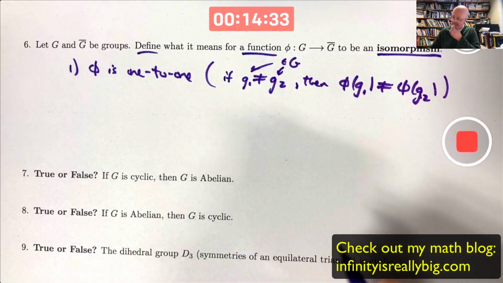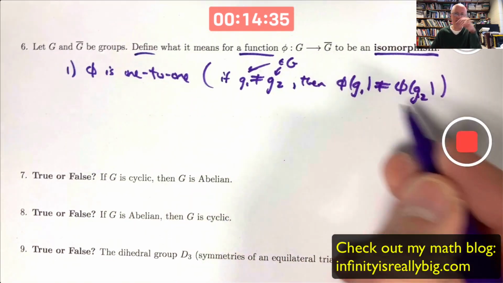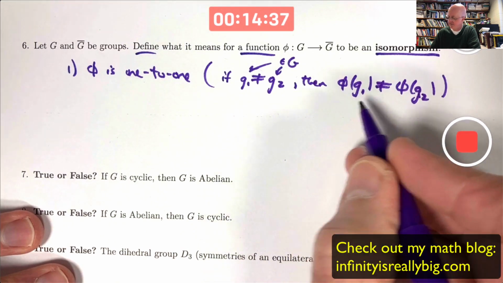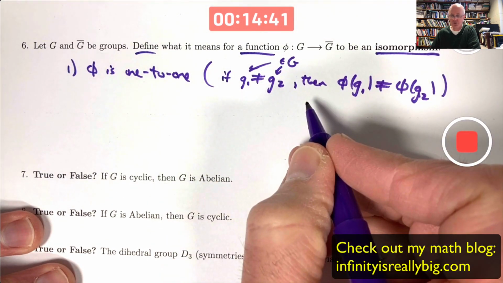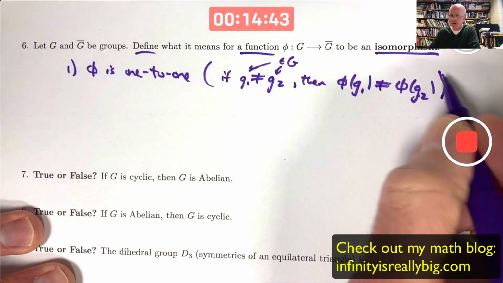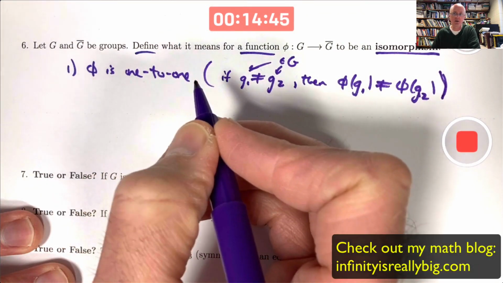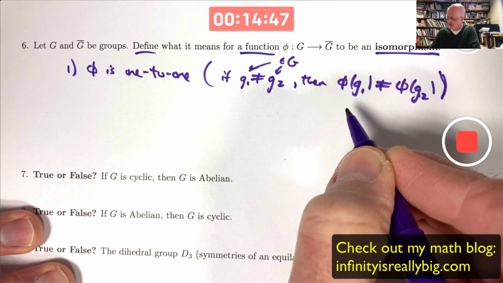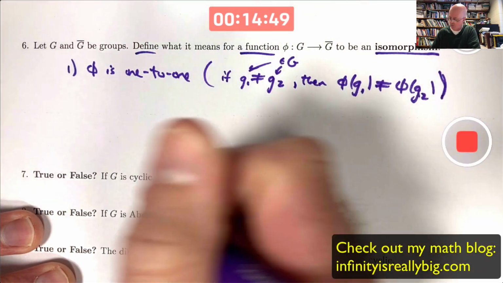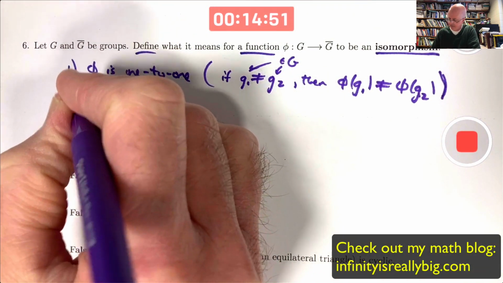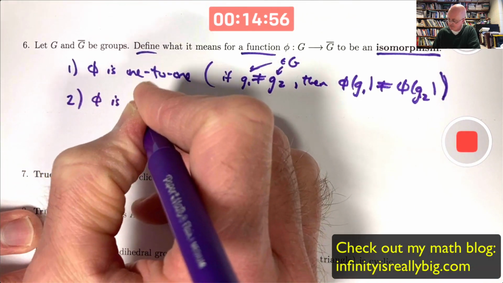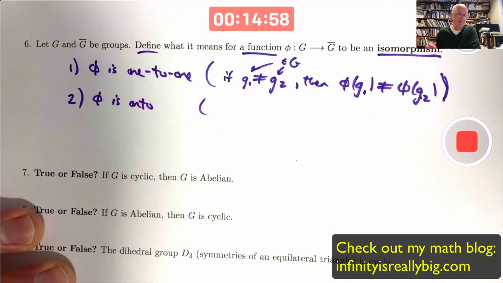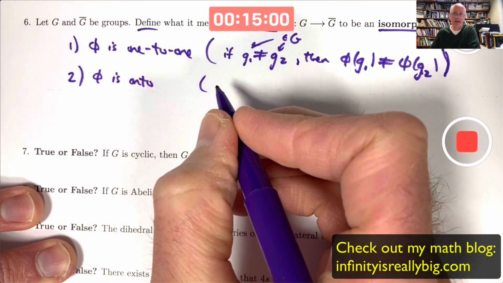Said another way, you could write down the contrapositive of this if-then statement. You could say if phi of g1 equals phi of g2, then g1 equals g2. Again, for my students, I wouldn't require them to write this. They could just say phi is 1-to-1. But for extra emphasis, I'm going ahead and writing what 1-to-1 means in this context here. 2, phi is onto. It'd be fine for them to write that, but let me go ahead and explain what that means.